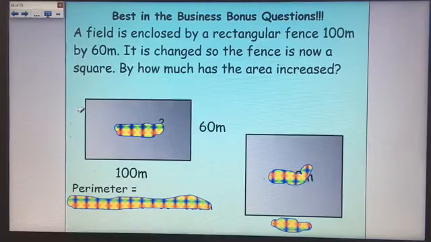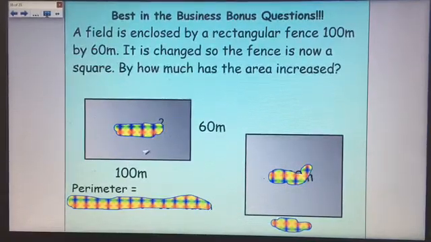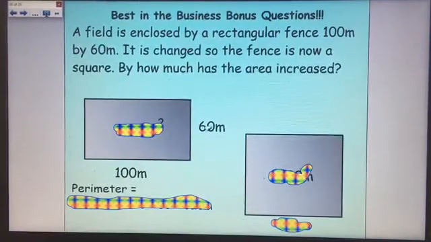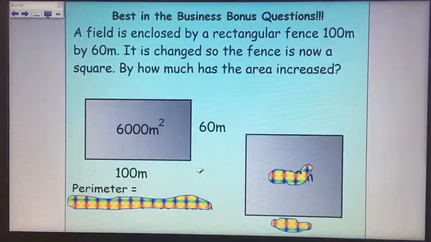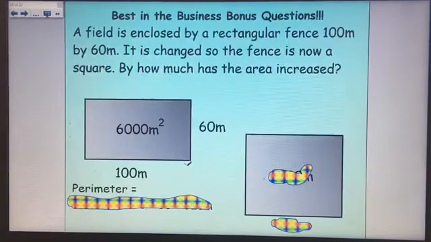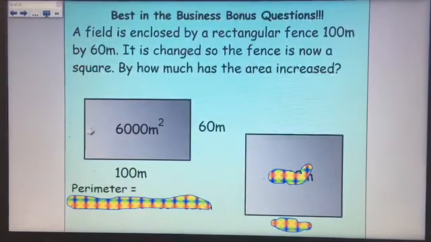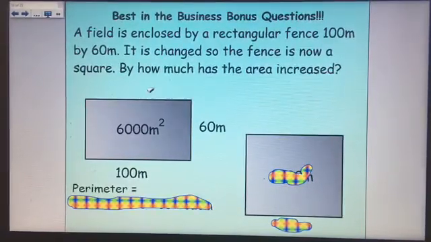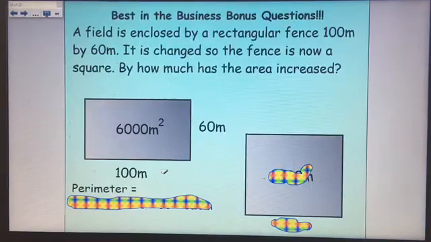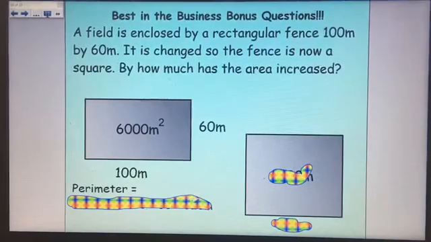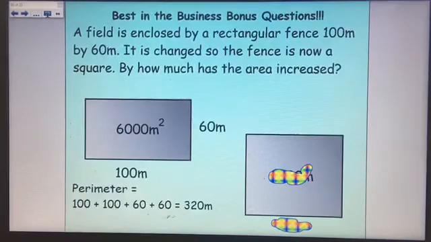So first thing I'm going to do is work out what the area of this rectangle would be here. So 60 times 100 would be 6,000 meters squared. 1 times 6 is 6, and you've got 3 zeros to pop on the end. Let's think about the perimeter of this rectangle here. If this is 100, this would be 100. If that's 60, that's got to be 60. Double 100 is 200. Double 60 is 120. The perimeter has got to be 320 meters.